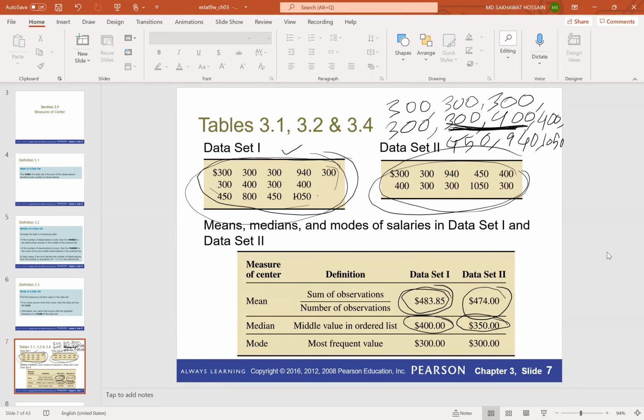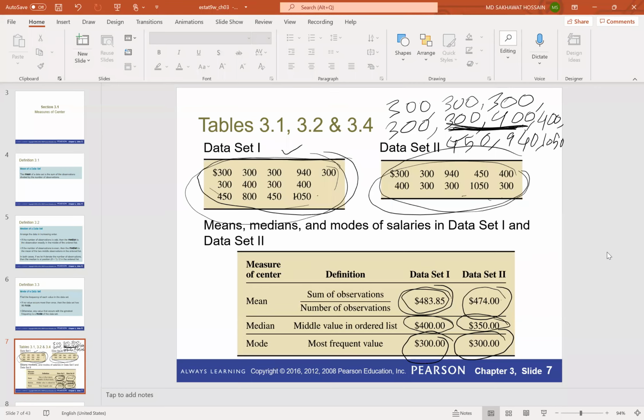The mode is the number with the highest frequency, that means the number which occurred most. Here 300 has the highest frequency, so the mode is 300 for the first one. How many times did 300 occur here? 5 times, which is the highest frequency. So the mode will also be 300 for data set 2. That's how we calculate the mean, median, and mode.